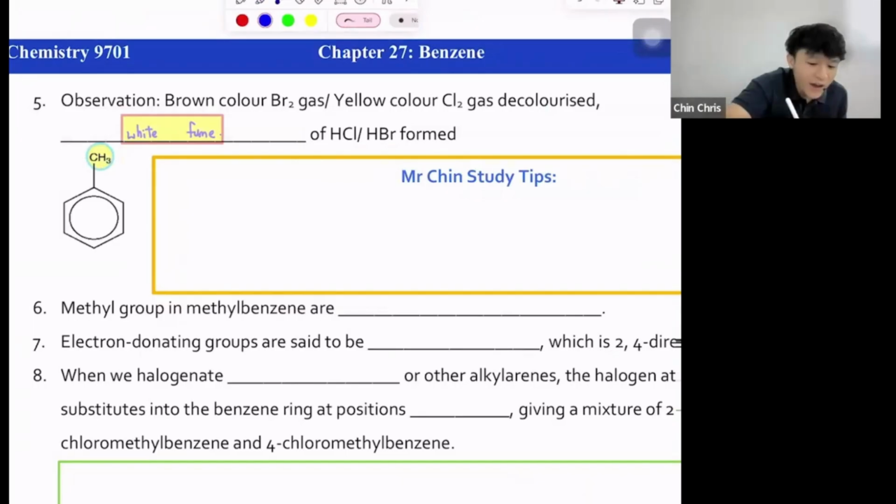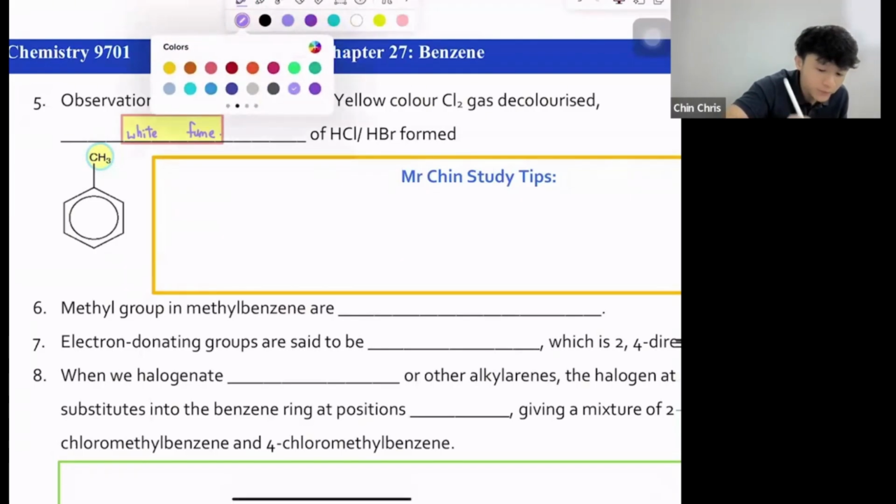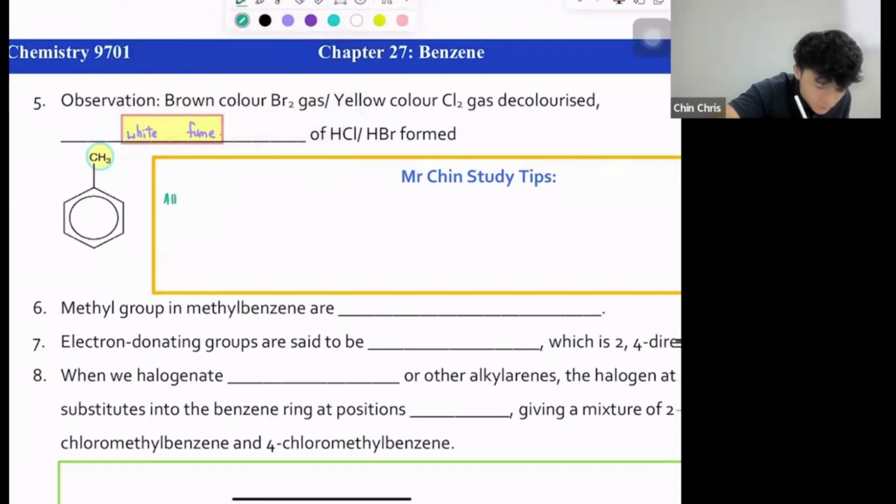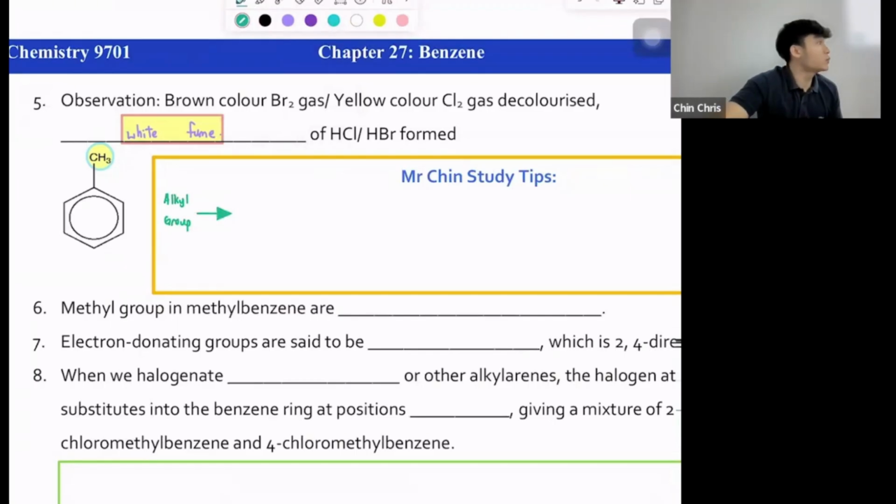Alright guys, let's look at your methylbenzene. Okay, let's say if you have a methylbenzene, right? If you have any alkyl group attached to a benzene ring, I want you guys to write this down. So according to AS, what type of effect does an alkyl group have? Electron donating group, right? Well done. So they are electron donating group.